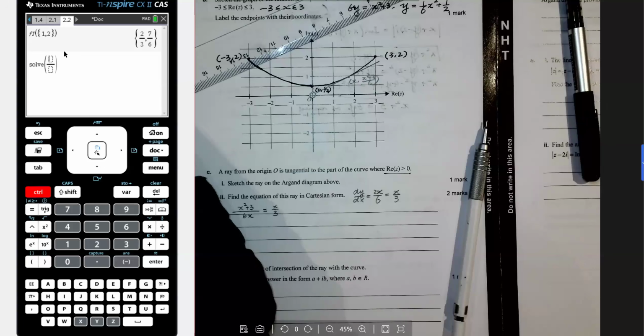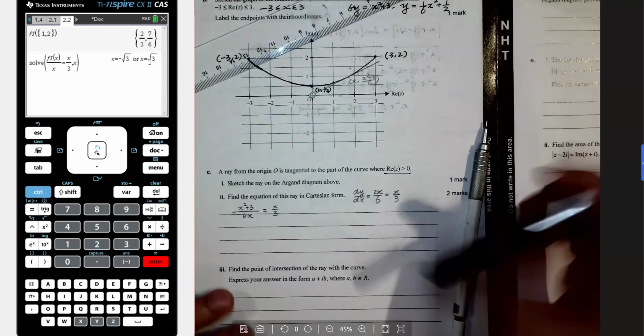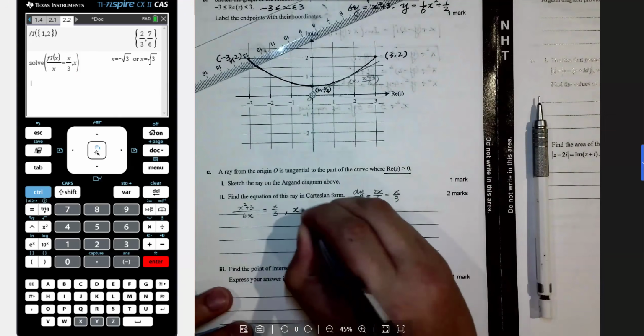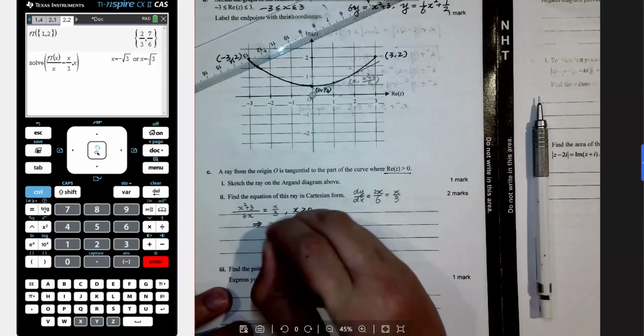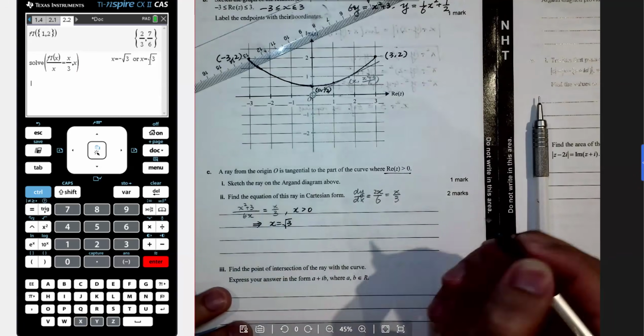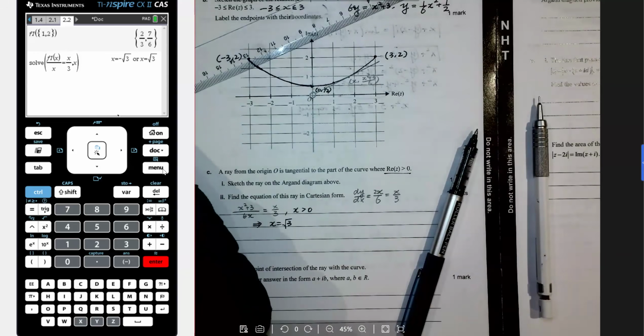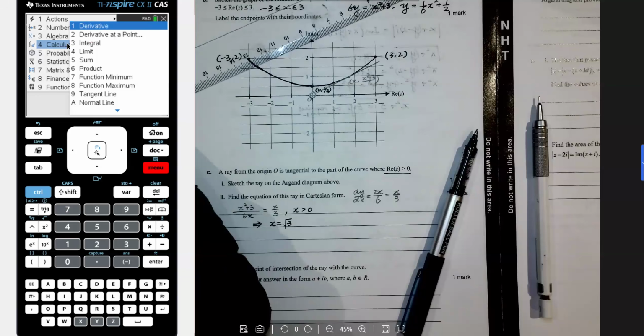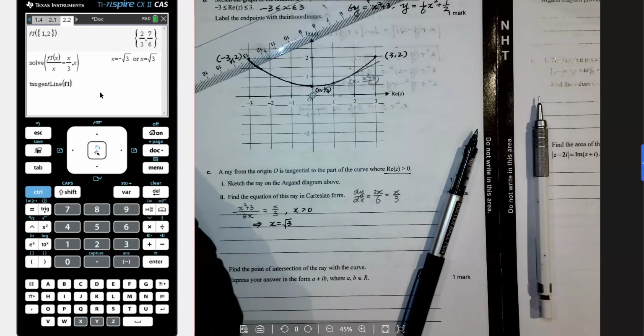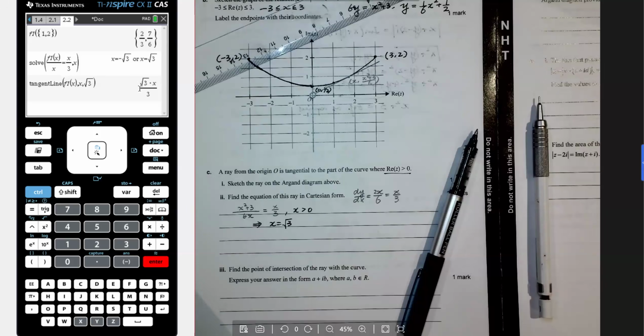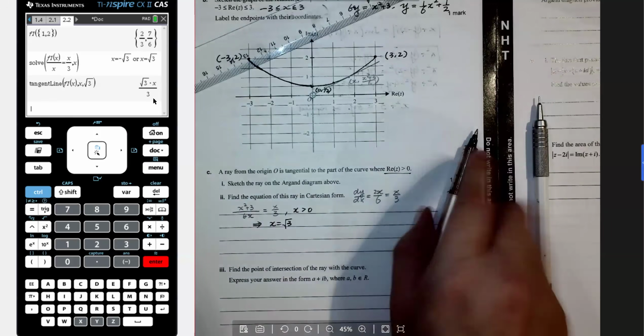And then we solve f1(x)/x = x/3 for x. We have plus or minus root 3, but x is greater than 0. Therefore, our x is just the square root of 3. Of course, if you are familiar with the calculator, you just go for menu 4, 9: f1(x) comma x. So this line is y = (root 3)x/3.